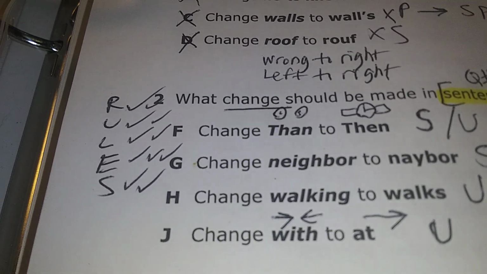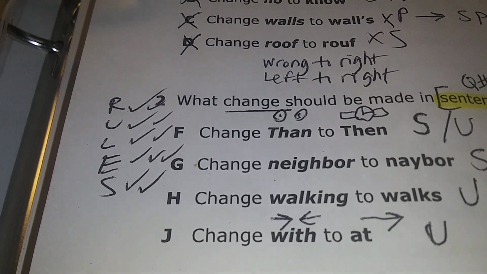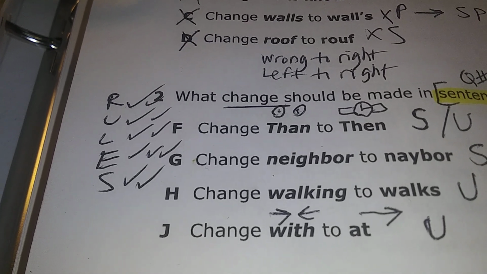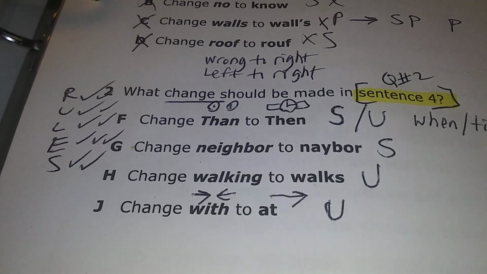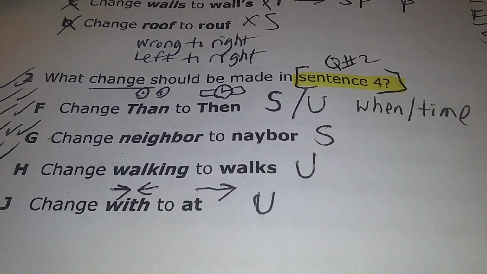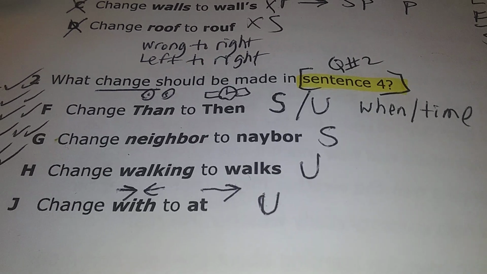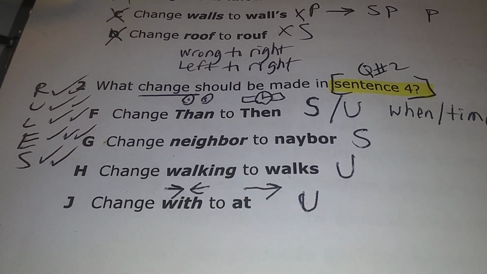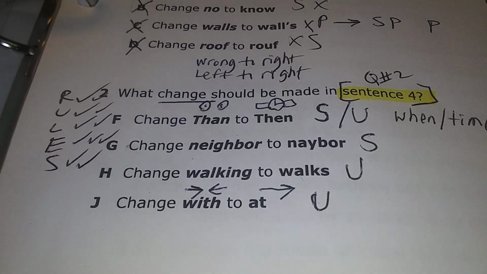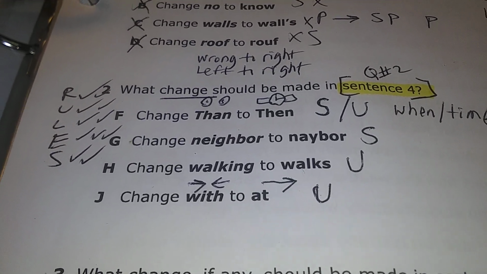So it's read the question and then underline and label the keywords in the question. So change, we underline change. We labeled and highlighted sentence 4. We labeled that it's question number 2. And then I went ahead and labeled each of the letter choices.